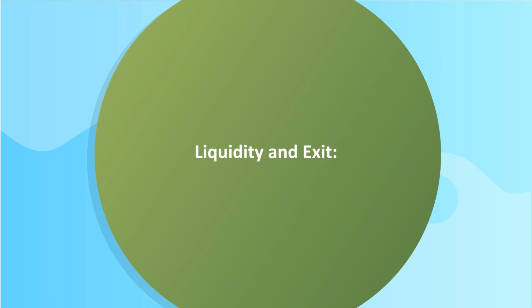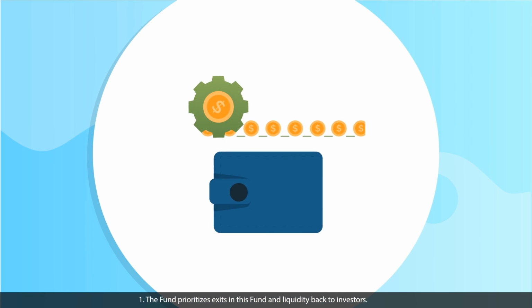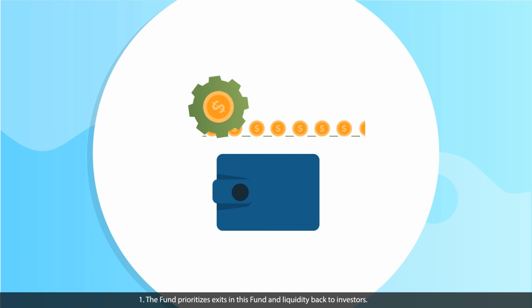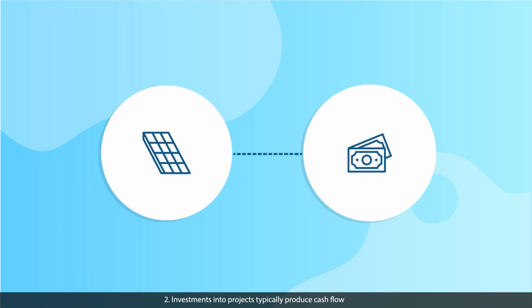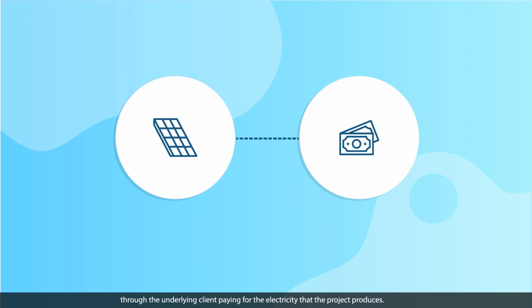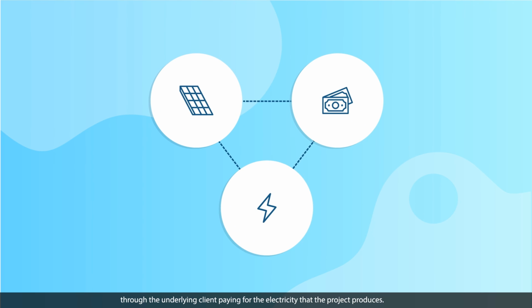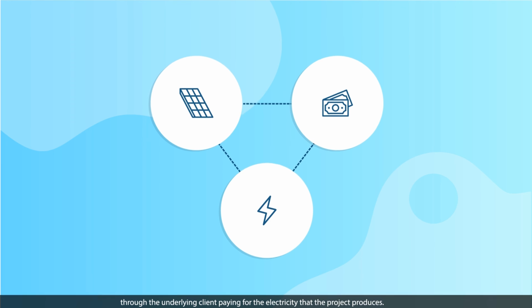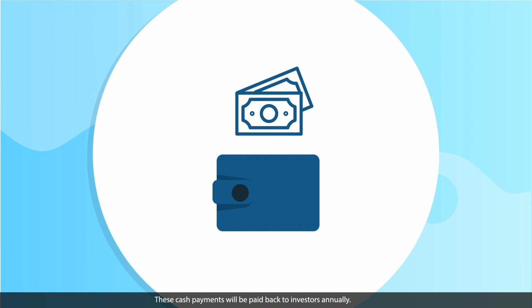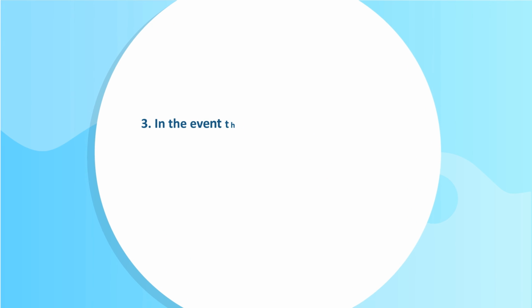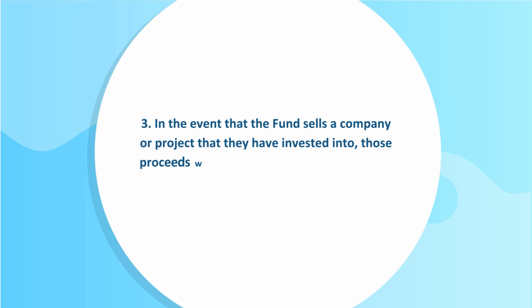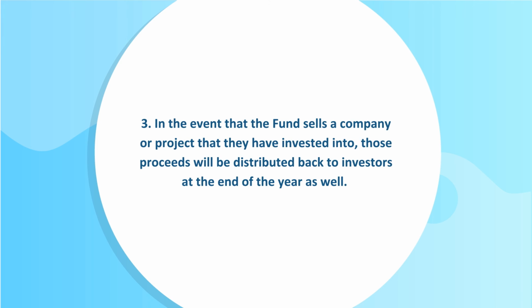Liquidity and Exit. 1. The fund prioritizes exits in this fund and liquidity back to investors. 2. Investments into projects typically produce cash flow through the underlying client paying for the electricity that the project produces. These cash payments will be paid back to investors annually. 3. In the event that the fund sells a company or project that they have invested into, those proceeds will be distributed back to investors at the end of the year as well.